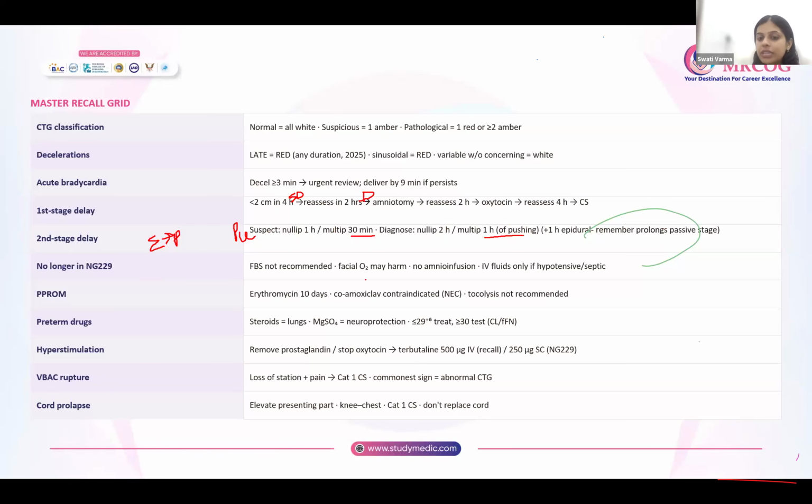FBS is not recommended, forget it. Facial O2 may harm. No amnioinfusion recommended. IV fluids give only if hypotensive or septic. In conservative measures, we are talking about these.